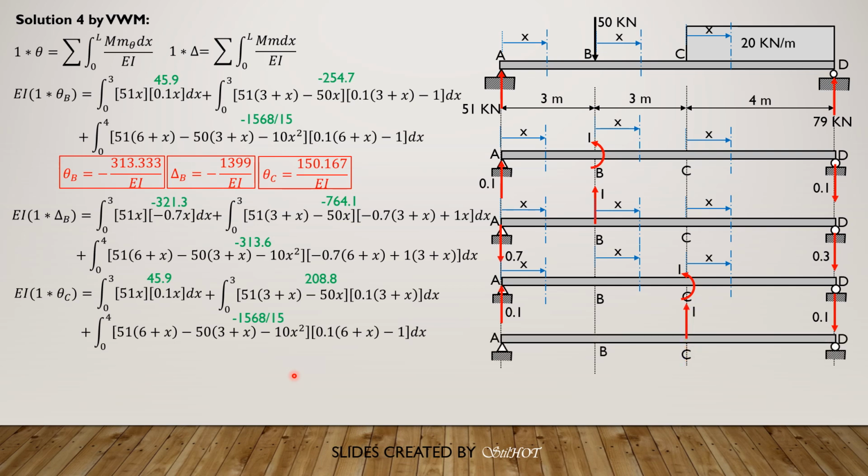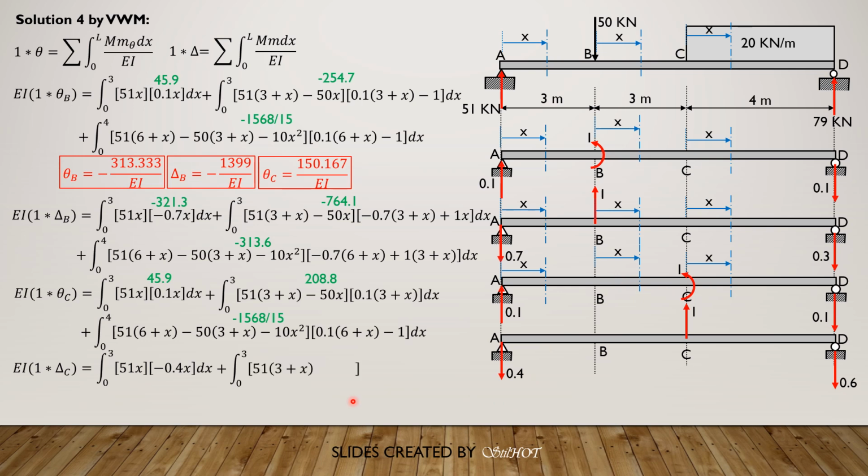And finally, we apply a unit upward load at C. The reaction here is 1 times 4 divided by 10, so 0.4 downward. Then here it's 0.6 downward. So same sectioning, EI times 1 times delta C equals integral 0 to 3 of 51x times 0.4x dx. So take note, same sectioning as above.